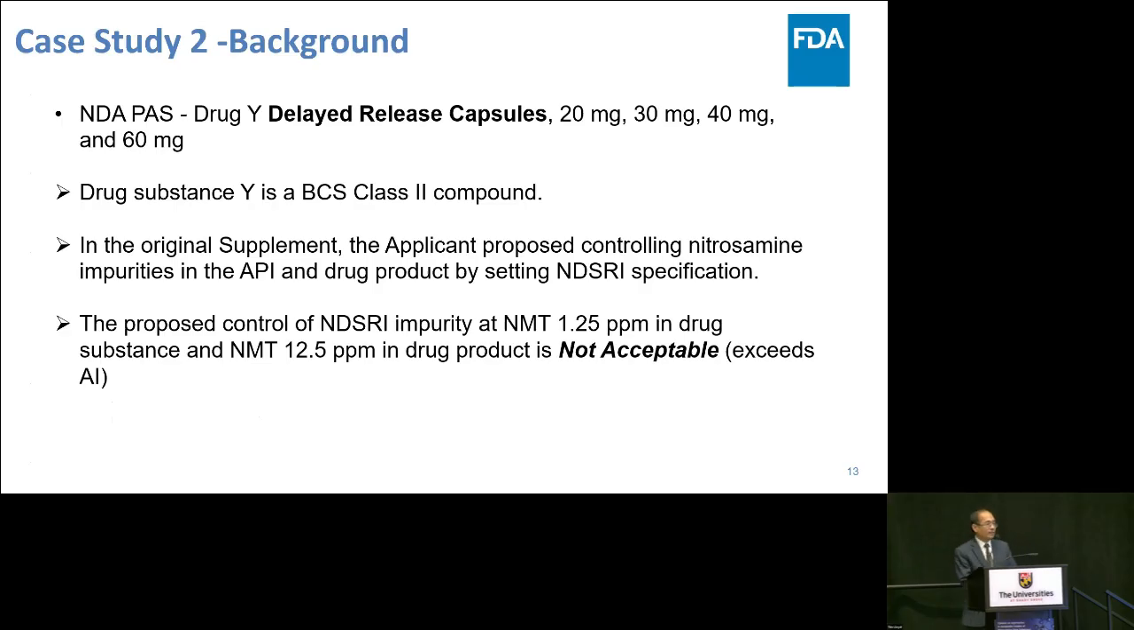So the second case is from an NDA prior approval supplement. Drug product is drug Y delayed release capsule, 4 strengths: 20, 30, 40, and 60 milligram. Drug substance Y is a BCS class 2 compound.